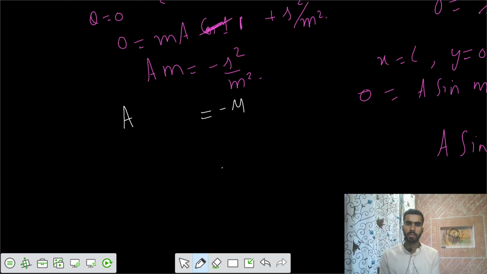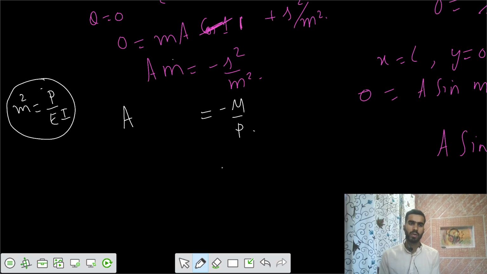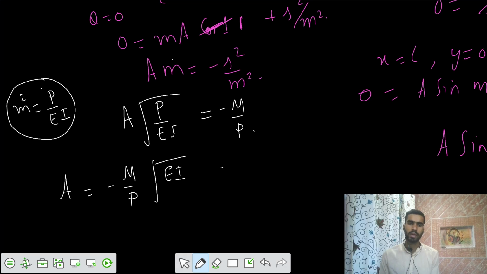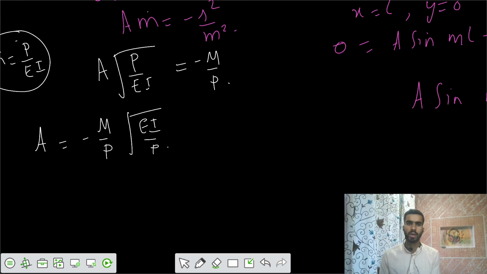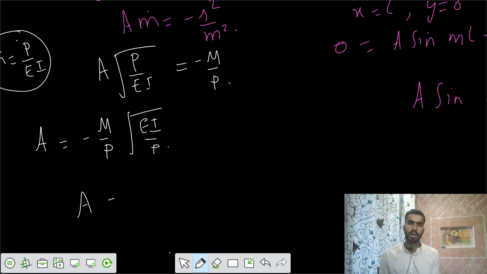So minus times m by p, and your value of m is equal to p by EI, and m square equals p by EI. So we got this value also, that's your p by EI under root. So we got this equation that a equals minus times m by p and root of EI by p. Or we can say a equals minus s square by m square and some value of 1 by m.